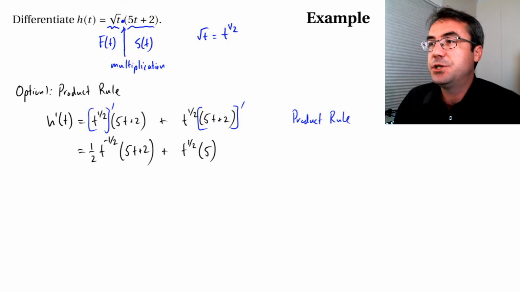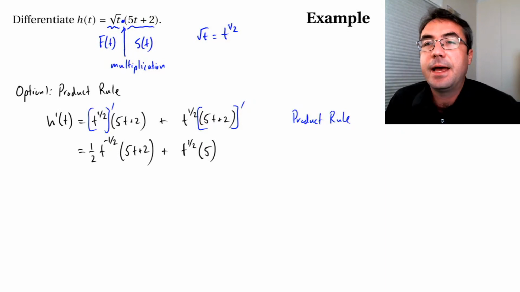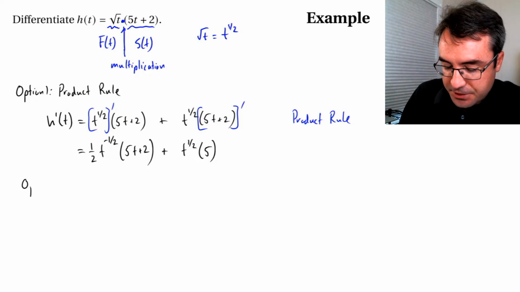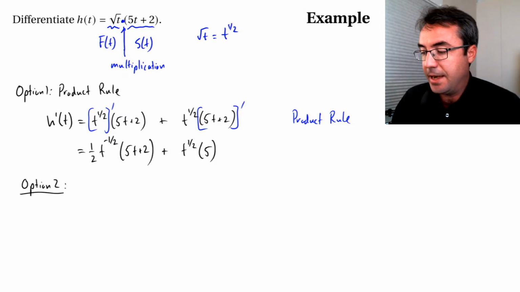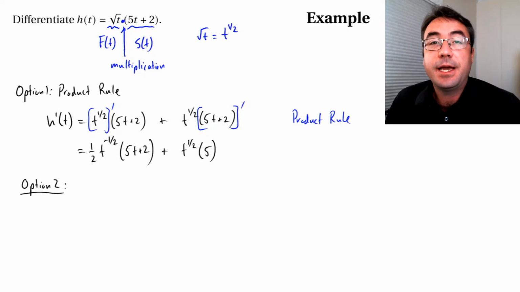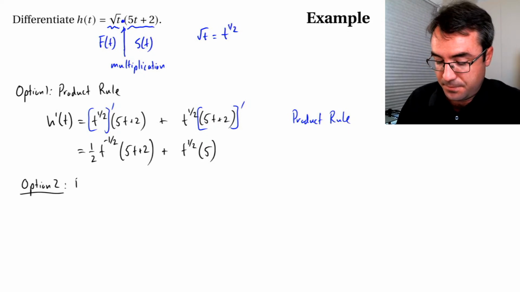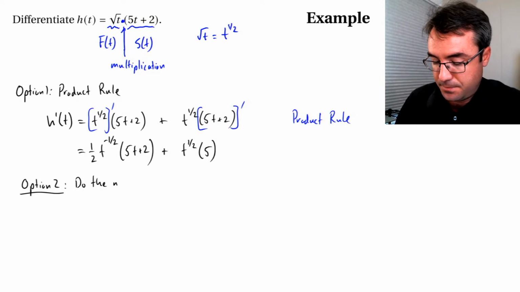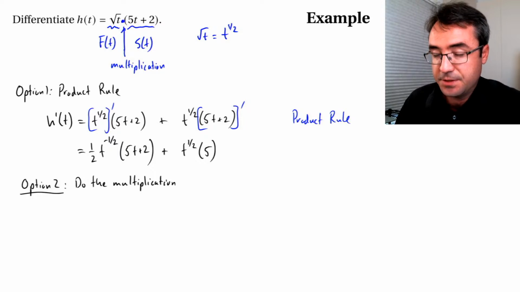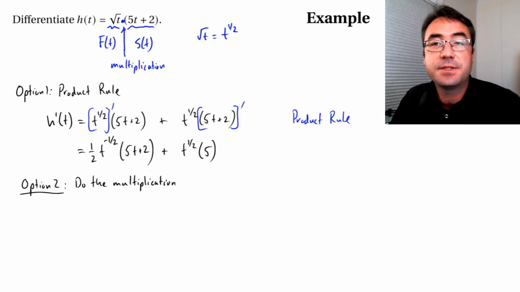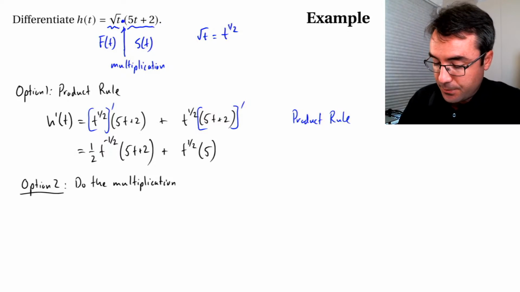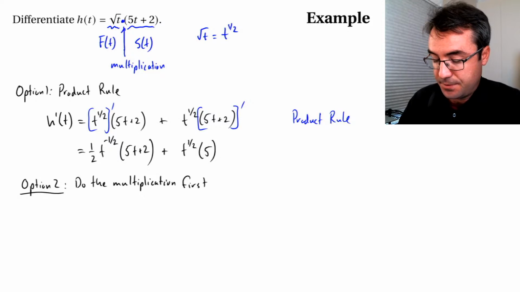Now we could do option 2, and what option 2 is, it's going to allow us to kind of bypass the product rule. And what we're going to do is just do the multiplication first. So that's sometimes an option. If you have the product of two functions, maybe you can just multiply things out and simplify first, and then it'll make the derivative that much easier. So we're going to actually do the multiplication first.